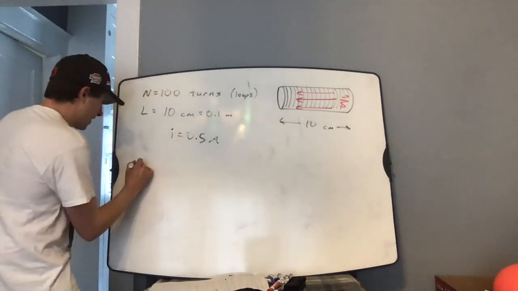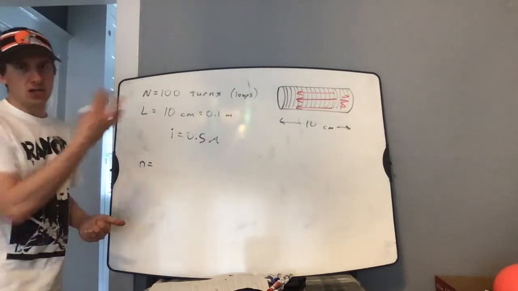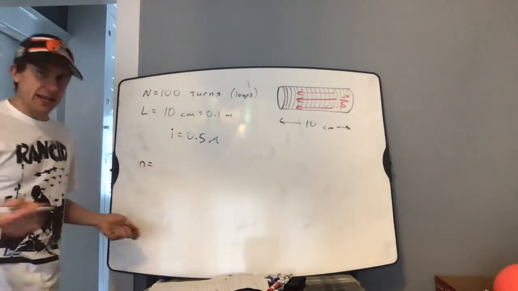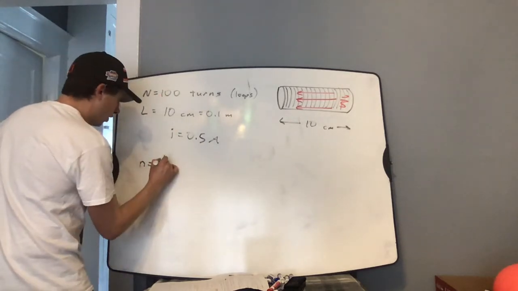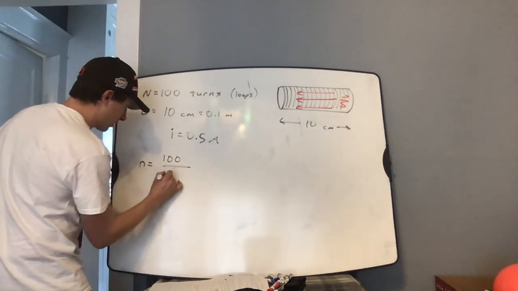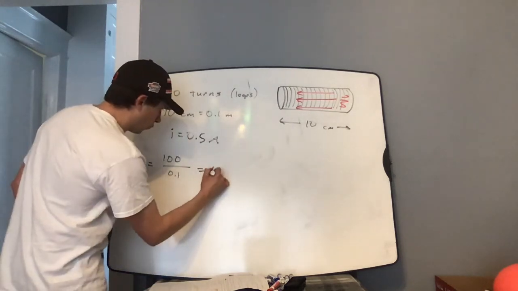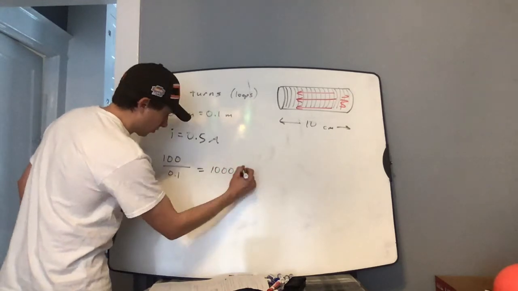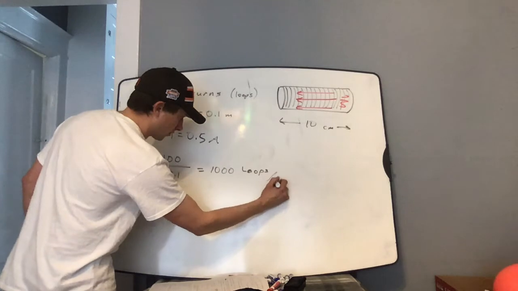I could say then that little n is the number of wires per meter, the number of wires per unit length. In SI, the unit length is 1 meter. So I have 100 loops of wire in 0.1 meter total. That would be 1,000 loops of wire per meter.